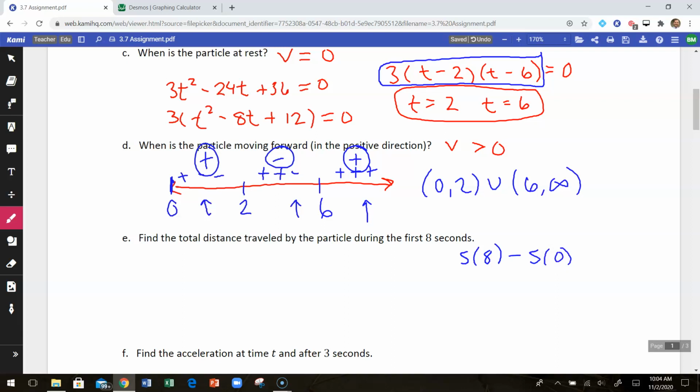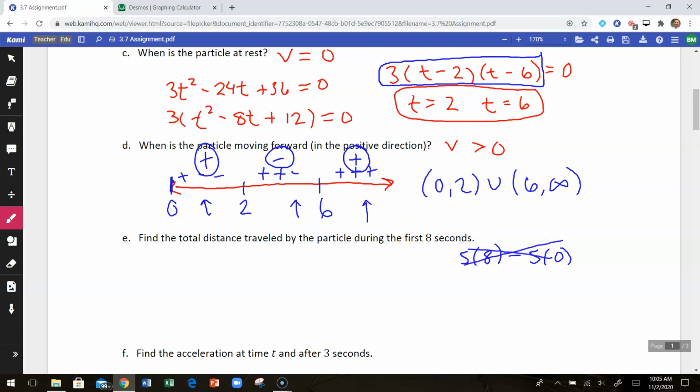The problem with that is that the particle was not always moving in one direction from 0 to 8. It was moving forward from 0 to 2, then it was moving backward from 2 to 6, and then forward again from 6 onward. So I can't do this because the particle is not always moving in the same direction. Now, if it were, then I could just do s of 8 minus s of 0. But instead, this is just going to give me the displacement over the first 8 seconds, which is a physics concept, not the total distance. So I can't do this.